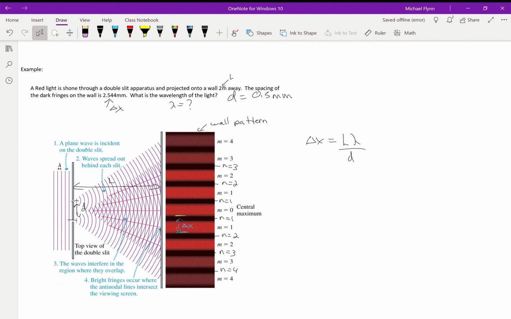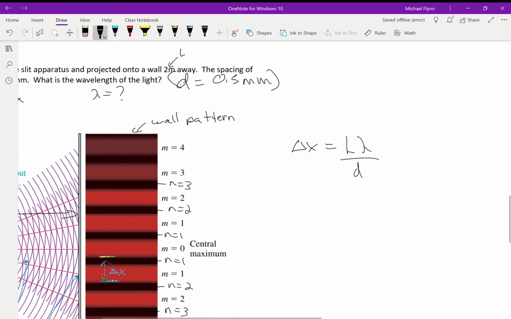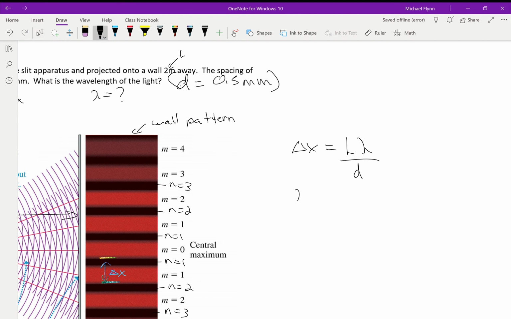All right, so let's do it. Now that we have all that, okay, I'm just going to put that in brackets. That had to be included in the question. It was missing for some reason. Okay, so anyway, let's solve this for wavelength. Doing a little math, wavelength equals d delta x over L. Okay, if I rearrange that equation, now just plug in all the numbers.